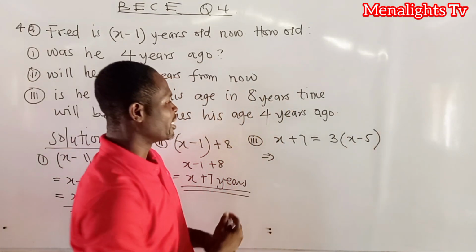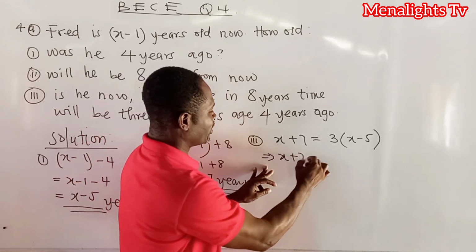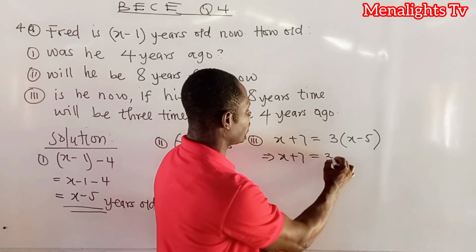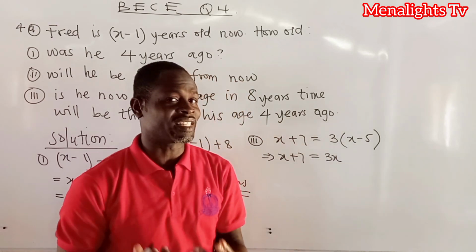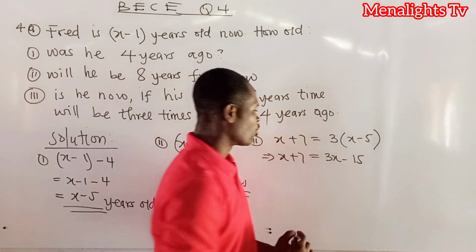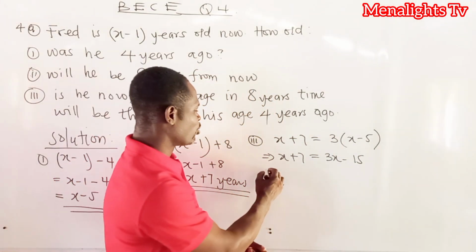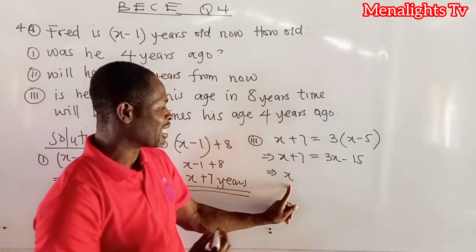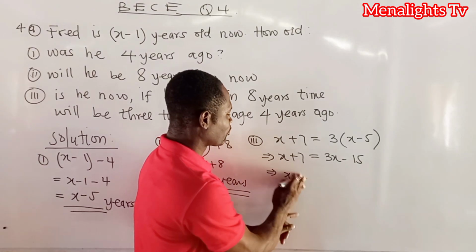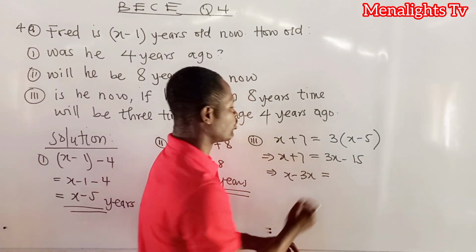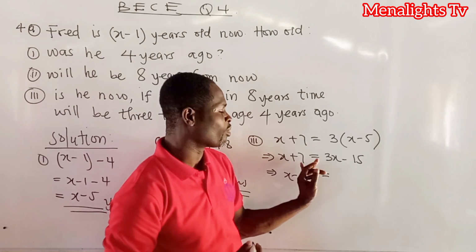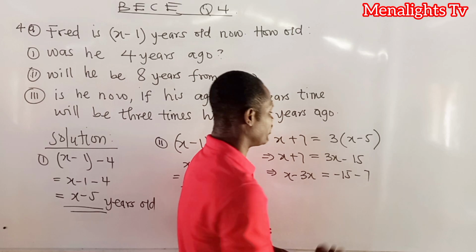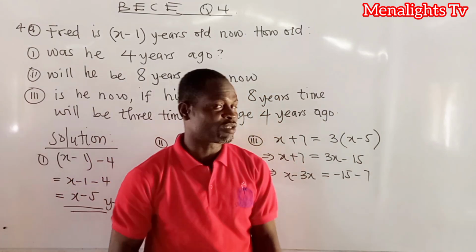So here, what we have to do is x plus 7 is equal to, and we have to expand the bracket. So 3 times x will give us 3x. Then 3 times negative 5 will give us negative 15. After that, we have to group the like terms together. So this x is positive here, so when you bring it there, it becomes minus. Minus x minus 3x is equal to, so you have minus 15 here, and the 7 is positive. If you go to where you have the minus 15, we have minus 15 minus 7, because the 7 is positive.